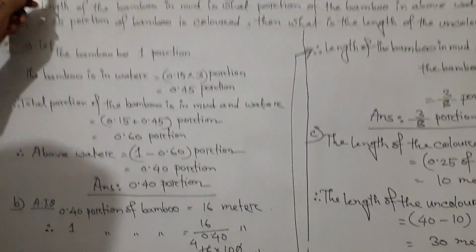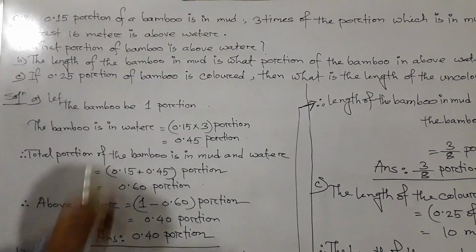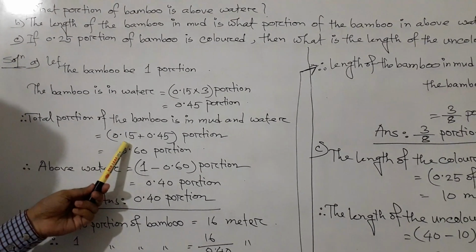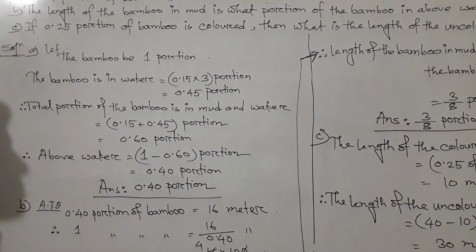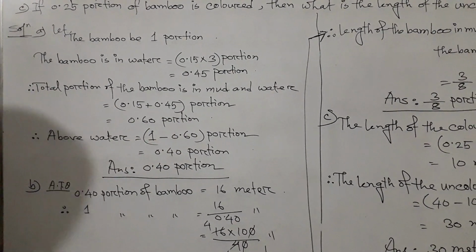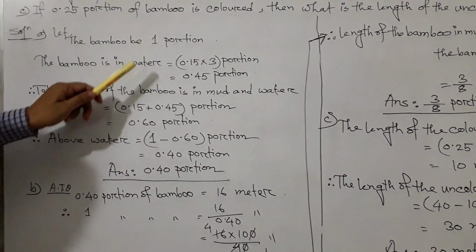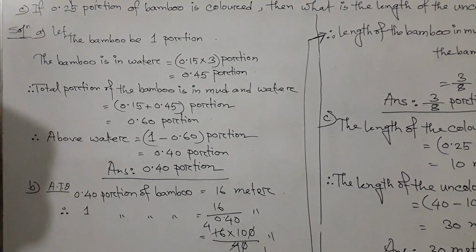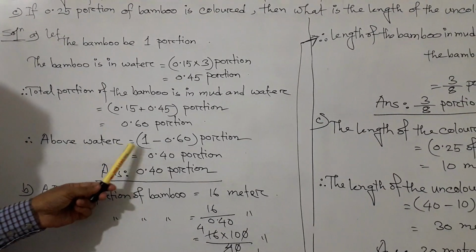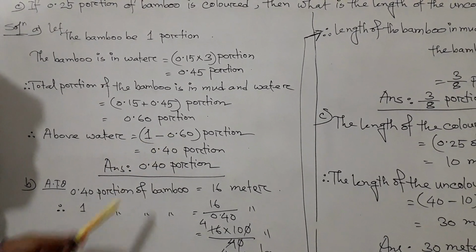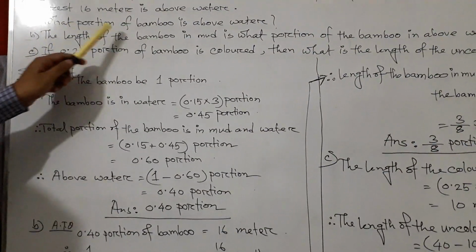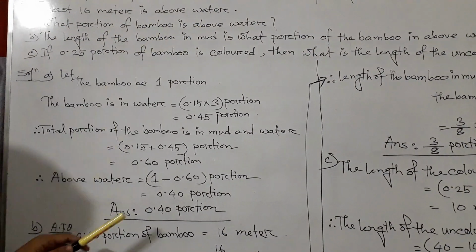So now the total portion of the bamboo in mud and water. Given condition: 0.15 portion is in mud and 0.45 in water. So 0.15 plus 0.45 gives 0.60 portion. And the total portion is 1. If we subtract 1 minus 0.60, that is the above water. So we write down the above water equals 1 minus 0.60, result 0.40. That is the portion above water.